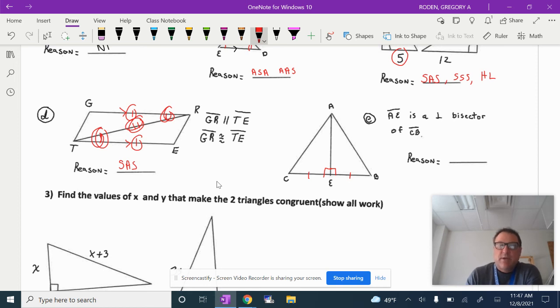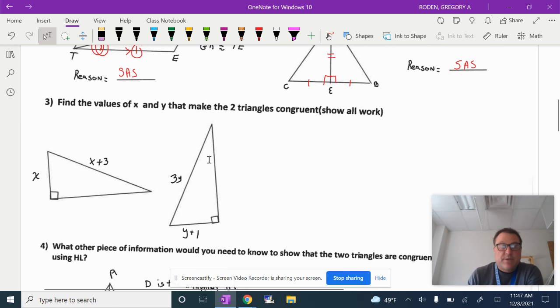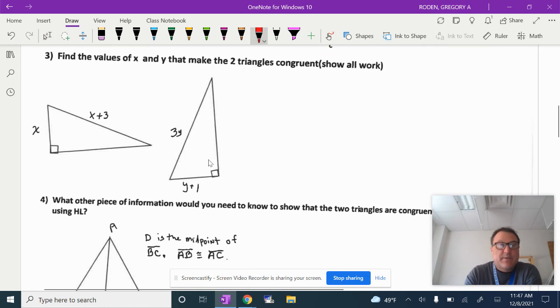So what do we have now? Well, we know we have a side, we have an angle, and we also have this reflexive side right here. See that? Now we cannot say HL here because we don't have any hypotenuse information. So we have side, angle, side. So this one has to be SAS. There's nothing else you can do besides SAS here. Okay, any questions?